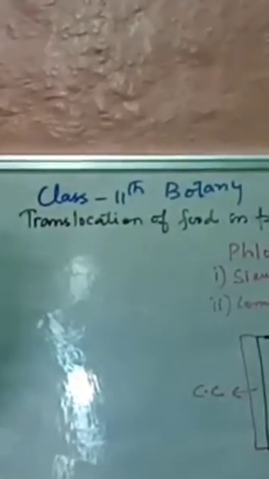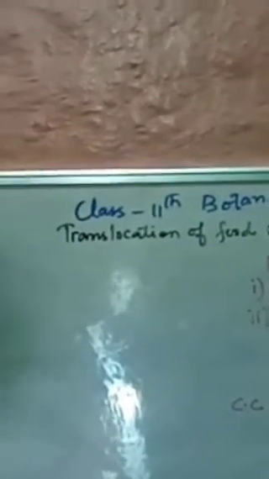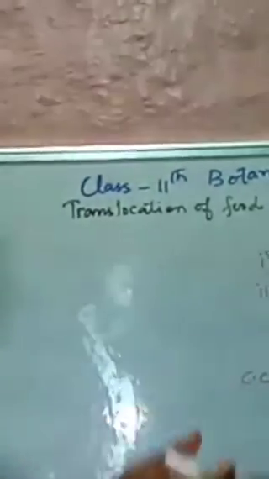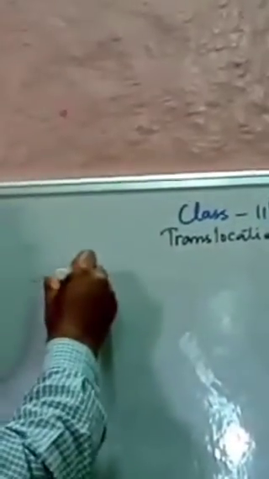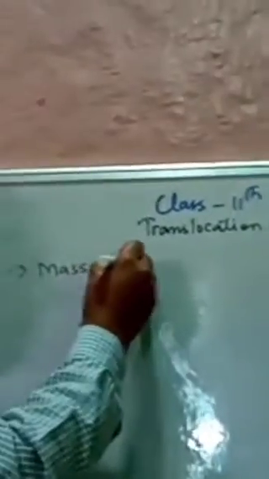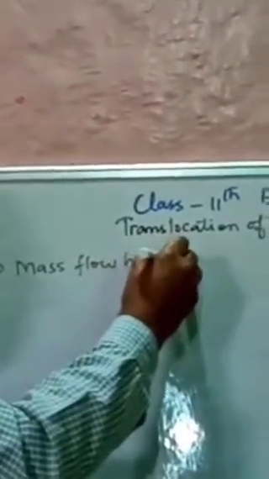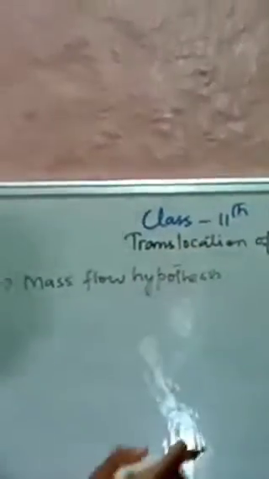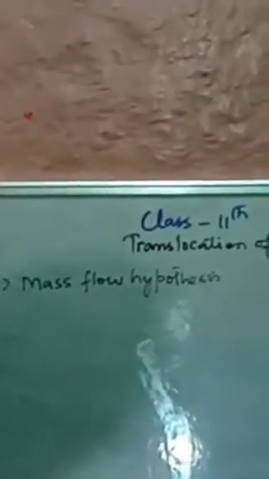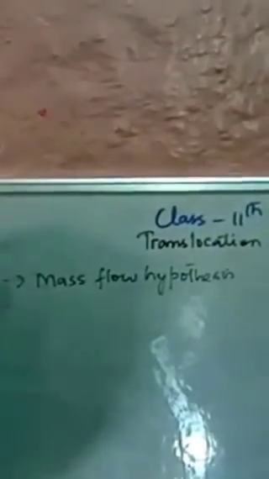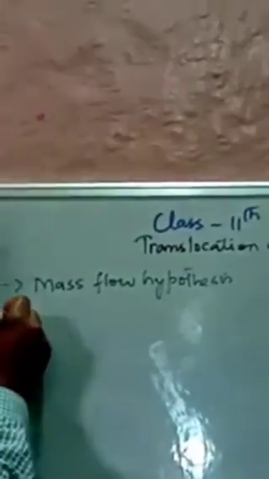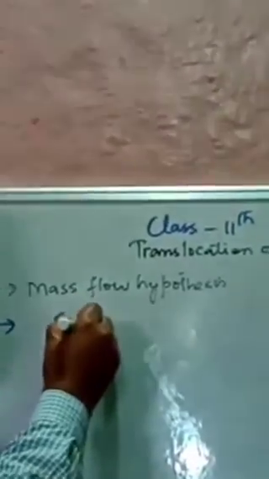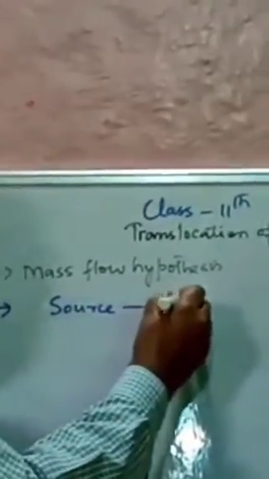Now, regarding this phloem and this food, we will talk about how it moves from one place to another place. We have got a hypothesis there, which is called the mass flow hypothesis, mass flow theory or mass flow hypothesis, by which this food moves from one place to another place. Simply we can say this food moves from source to sink.